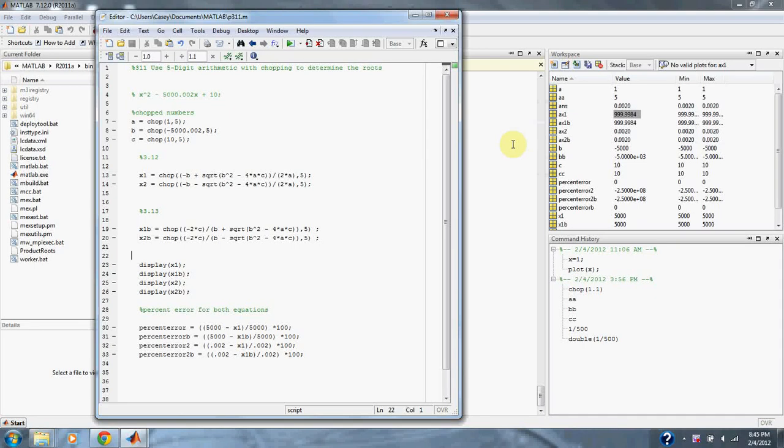Problem 3.11 of Numerical Methods for Engineers. Use five-digit arithmetic with chopping to determine the roots of the following equations. X squared minus 5000.002x plus 10.